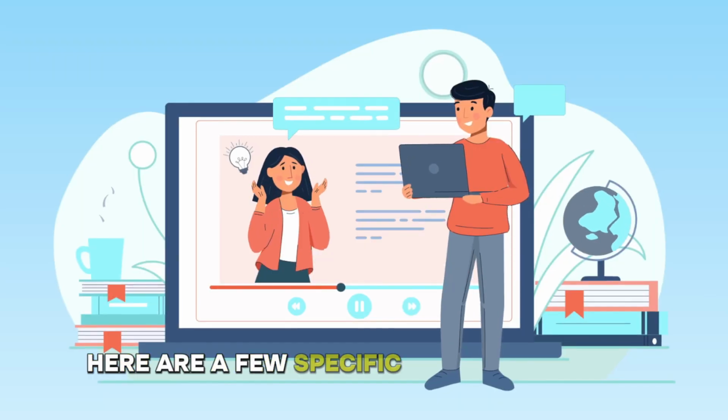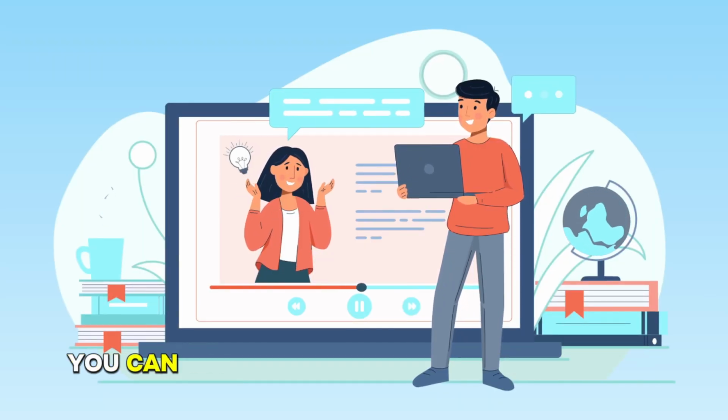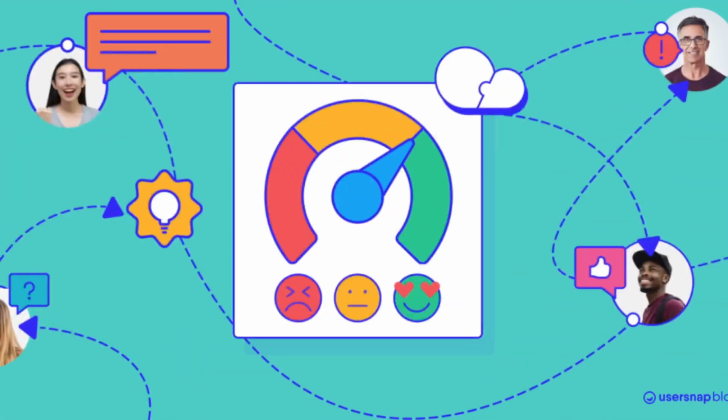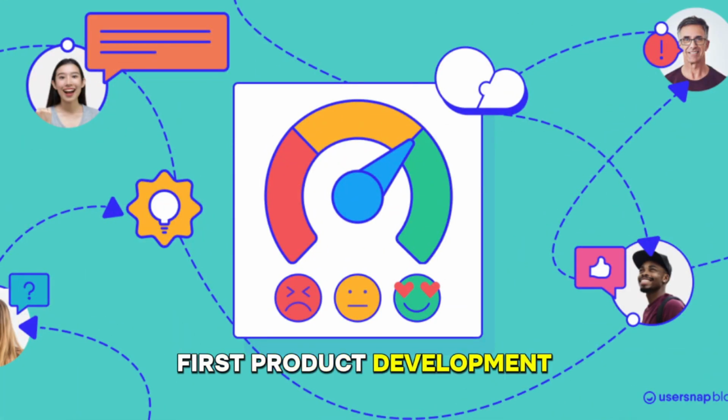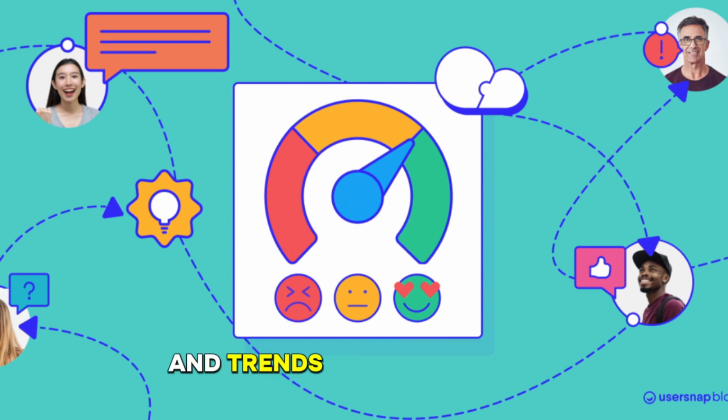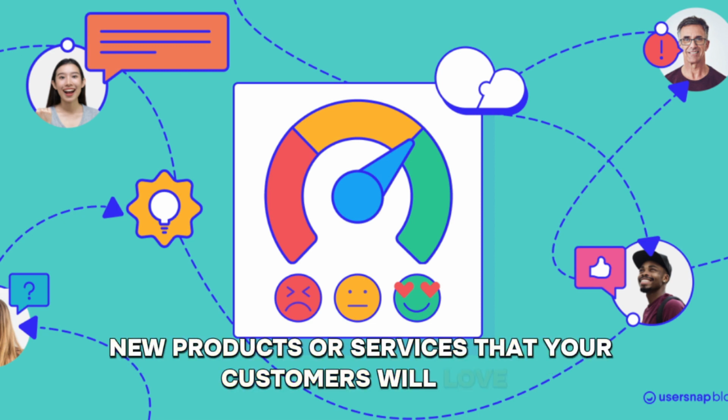Here are a few specific examples of how you can use sentiment analysis to improve your social media marketing. First, product development. Use sentiment analysis to identify popular features and trends in your industry. This information can help you develop new products or services that your customers will love.